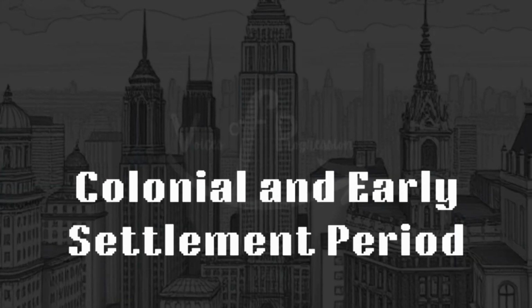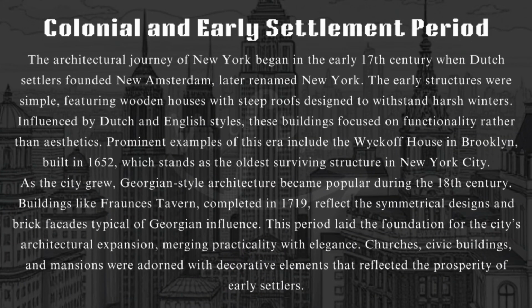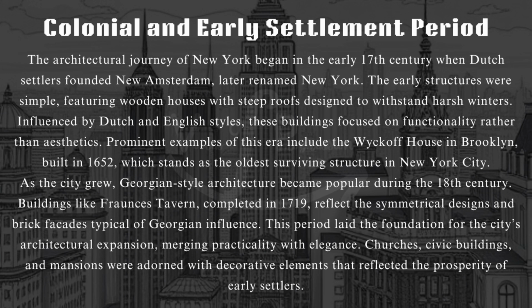Colonial and early settlement period. The architectural journey of New York began in the early 17th century, when Dutch settlers founded New Amsterdam, later renamed New York. The early structures were simple, featuring wooden houses with steep roofs designed to withstand harsh winters. Influenced by Dutch and English styles, these buildings focused on functionality rather than aesthetics. Prominent examples of this era include the Wyckoff House in Brooklyn, built in 1652, which stands as the oldest surviving structure in New York City.